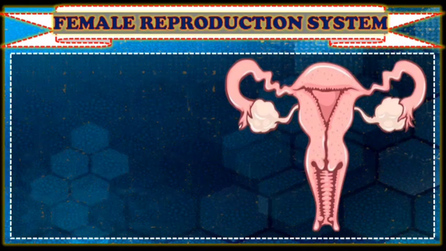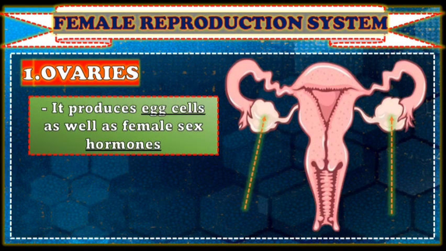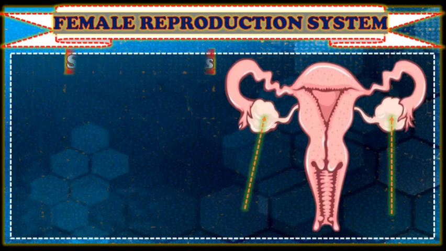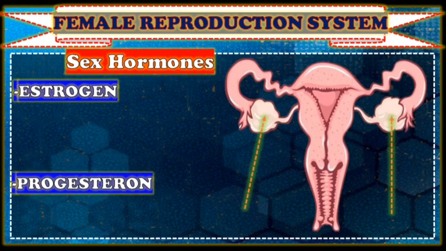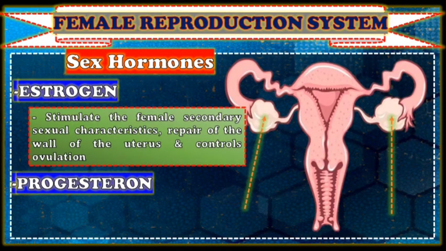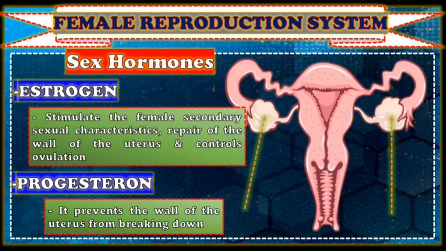So the first part of the female reproductive system is the ovaries. This is the ovaries. It produces egg cells as well as the female sex hormones. So what are these sex hormones in the female reproductive system? We have the estrogen and progesterone. Estrogen stimulates the female secondary sexual characteristics, repairs the wall of the uterus, and controls ovulation, while progesterone prevents the wall of the uterus from breaking down.